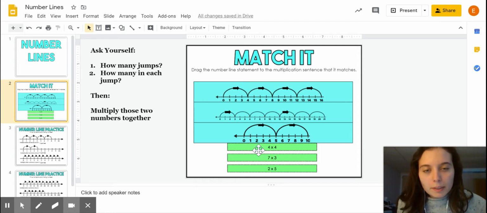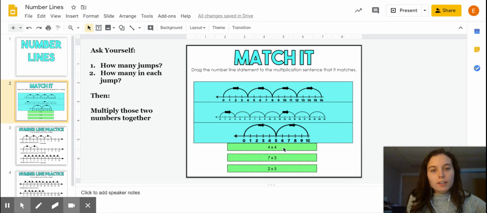Okay, so these are the multiplication sentences, the green, right? Like one number times another number, that's a multiplication sentence. And these in the blue, turquoise color, those are number lines. So here's how we do this. Ready? Here's the directions.